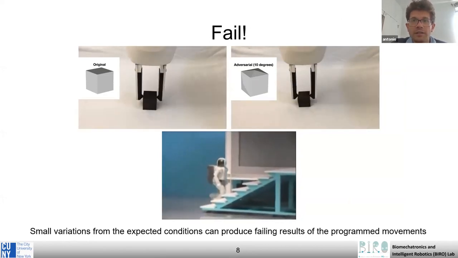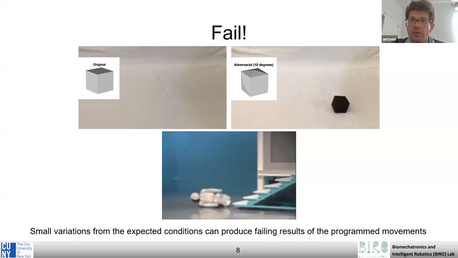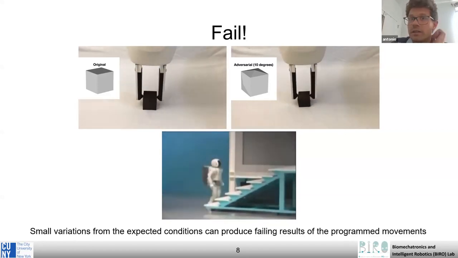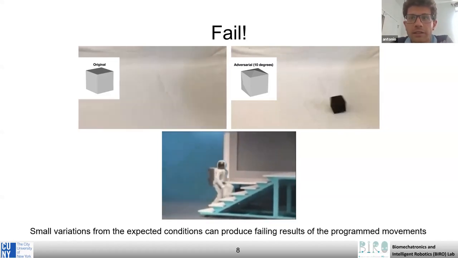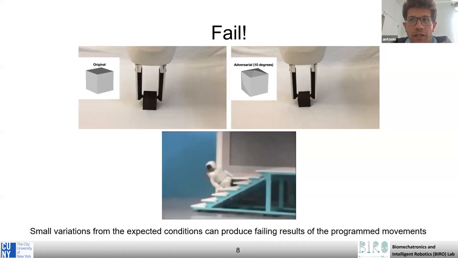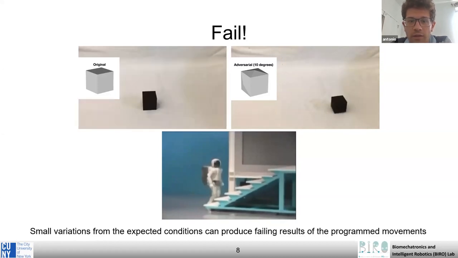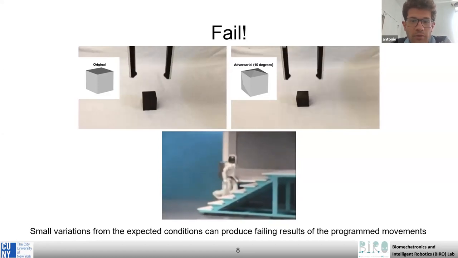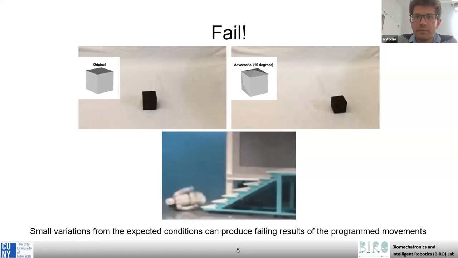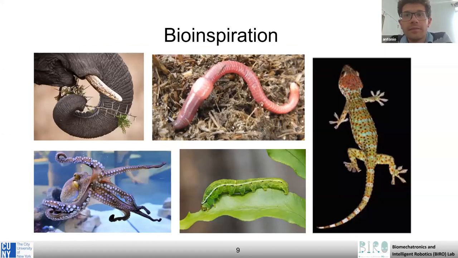And in this new scenario, the robot cannot rely anymore on a perfect knowledge of its environment, because a small variation from the expected condition can produce failing results of the programmed movement, as you can see in these two kinds of application related to manipulation of a small cube or locomotion. And to overcome these shortcomings, a useful inspiration comes from nature.